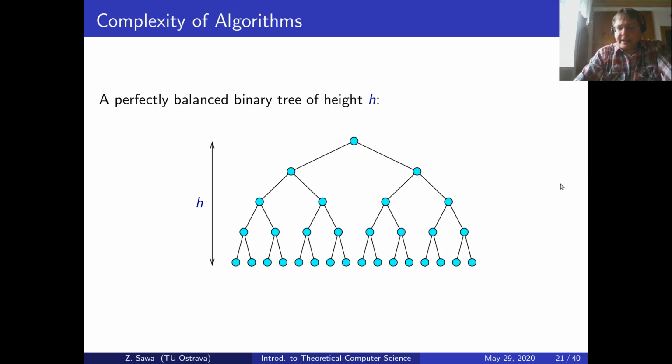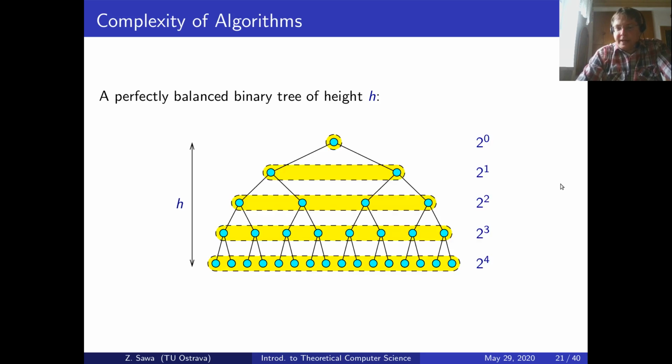So it's clear that if we divide these nodes of the tree into layers according to the distance from the root, we have just one root, which is 2 to 0. It has 2 children. These 2 children have four children, 2 to 2. These 4 have 8 children, and so on. So each layer has 2 times bigger number of nodes than the previous one.